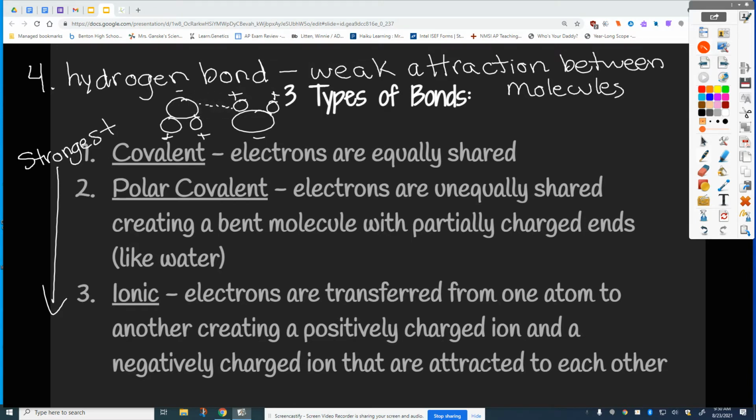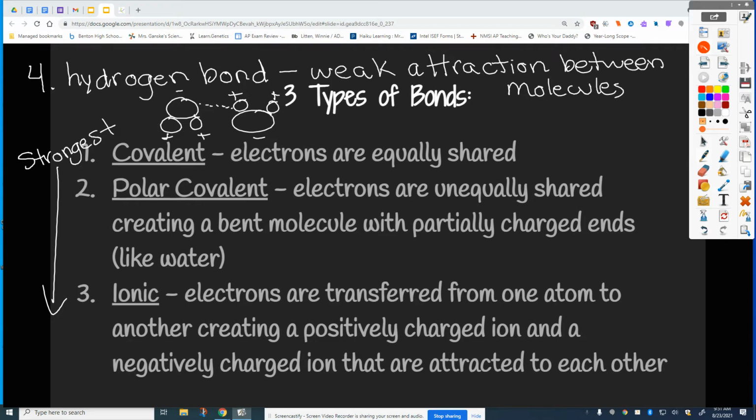So of those 4, which one is the easiest to break? The hydrogen bonds. They're the easiest to break. They're the weakest. Do you understand the basic idea of the bonds?